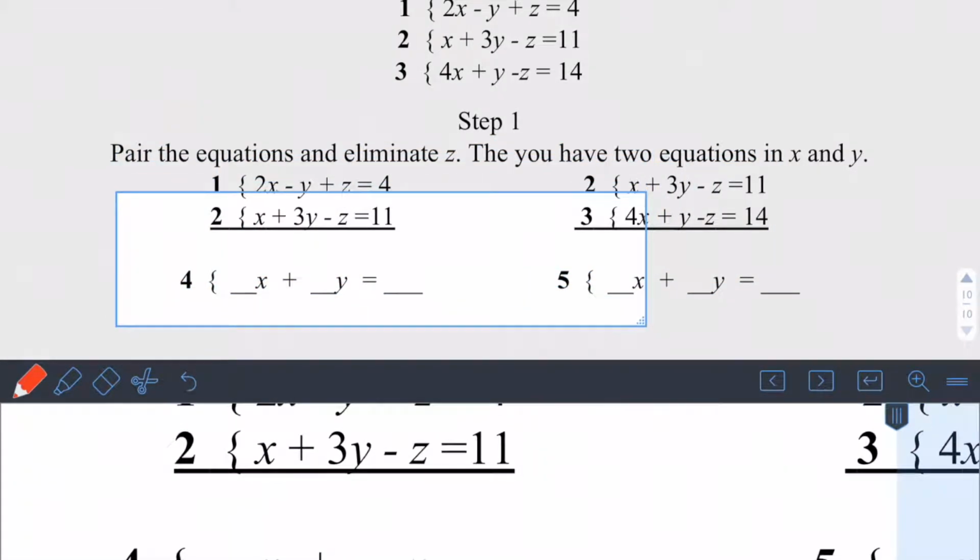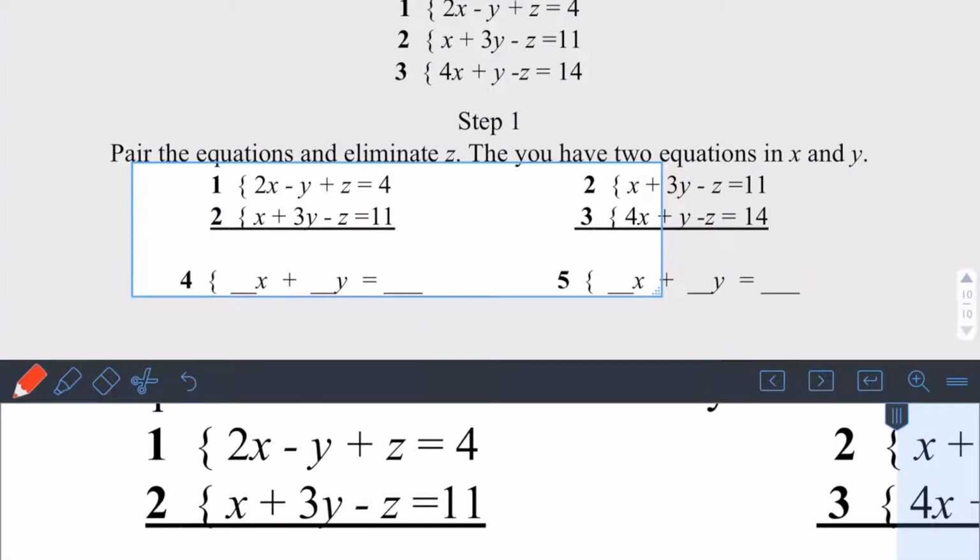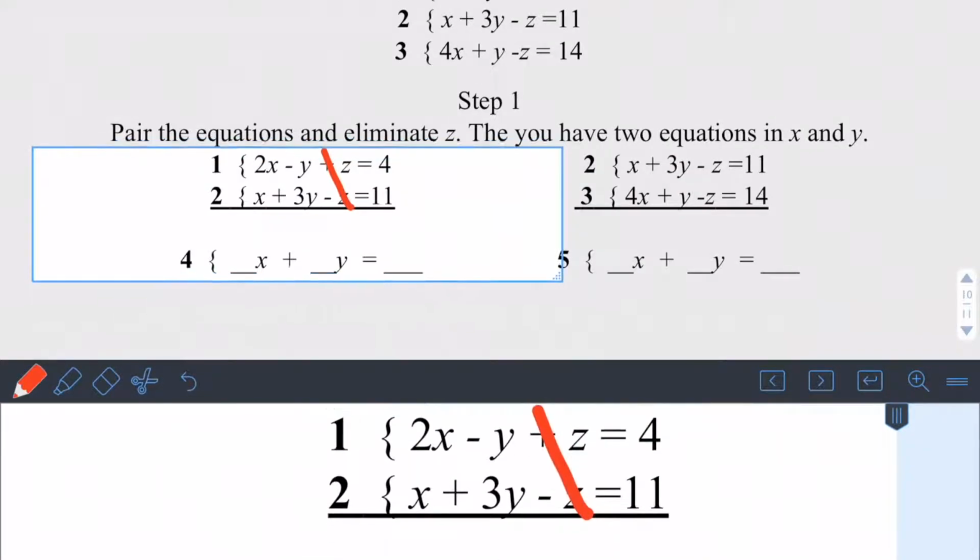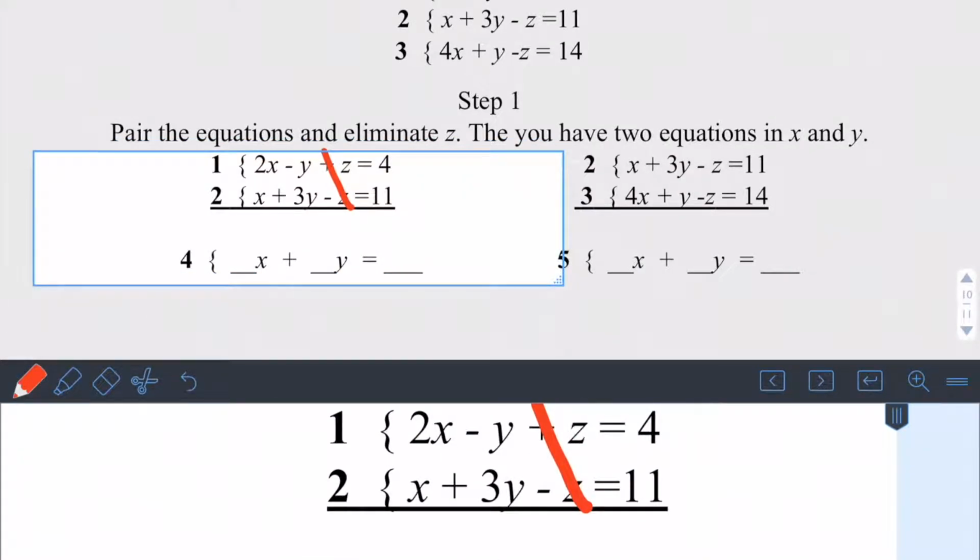And we want to eliminate the z. We want to add this. So the z actually eliminates by adding. So it's positive z plus negative z is 0. So then by adding these two, we have 2x plus x is equal to 3x, and we have negative y plus 3y is equal to 2y, and 4 plus 11 is equal to 15. So that's one of our new equations.